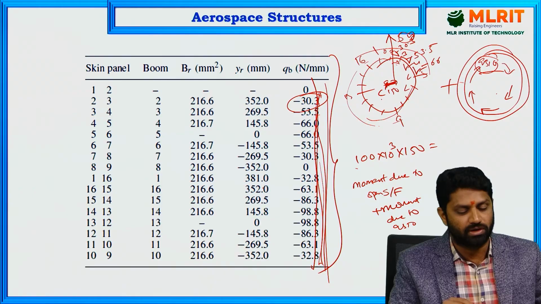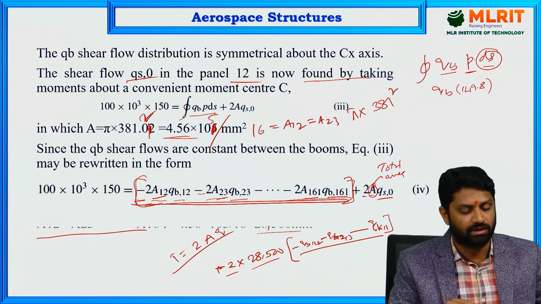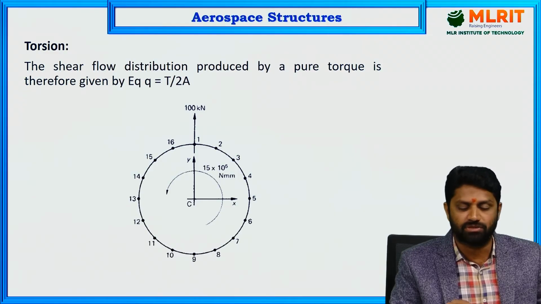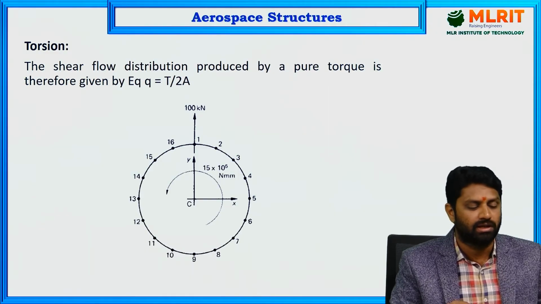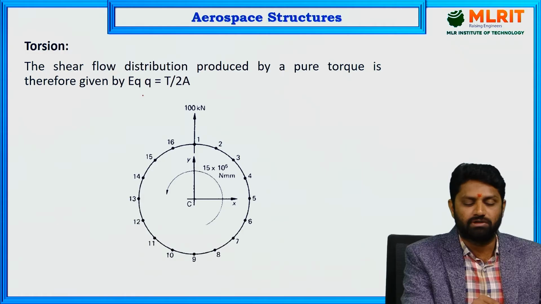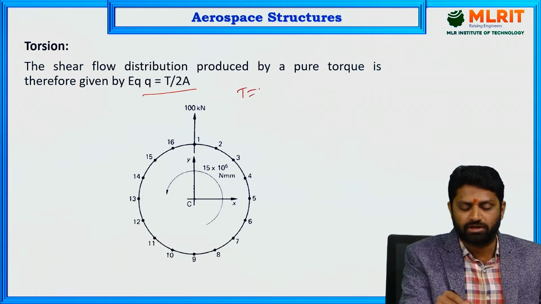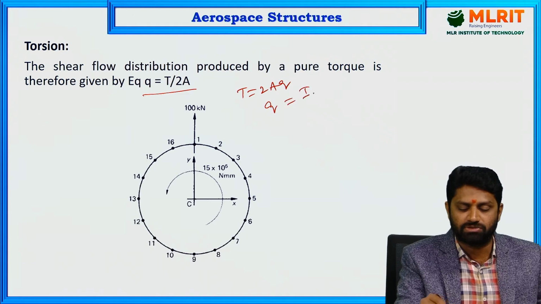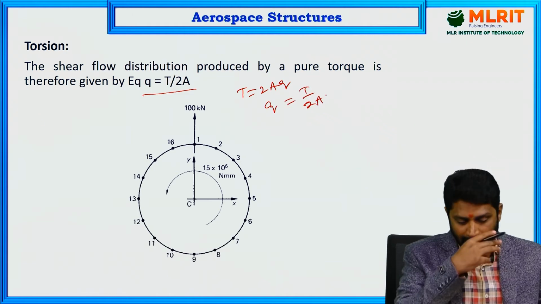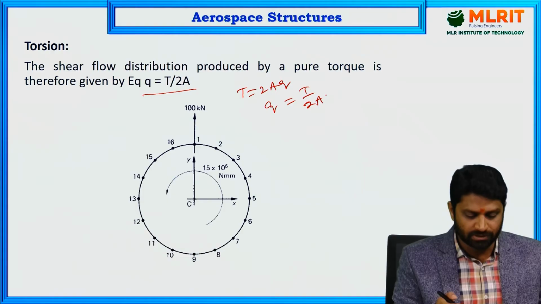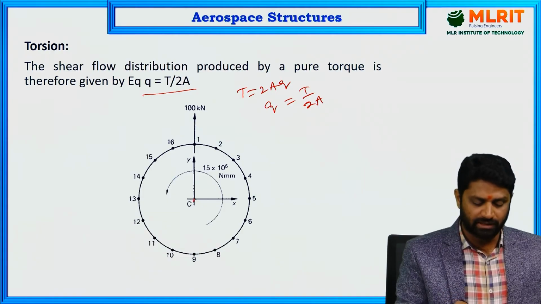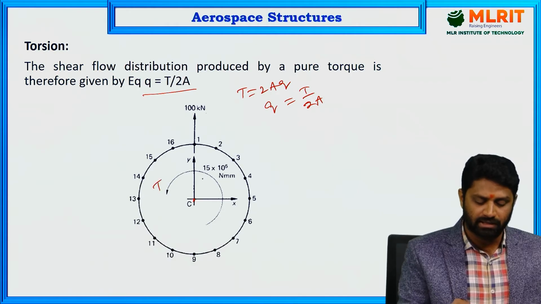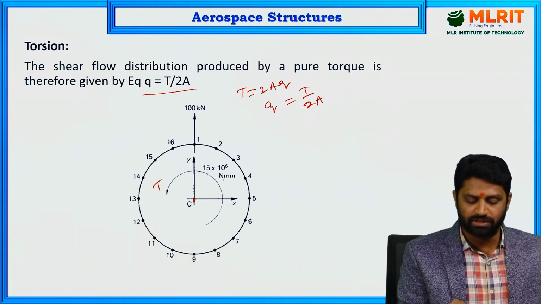So now if you look at the torque and how we are able to solve these problems. The shear flow distribution produced by a pure torque is therefore given by q equals T by 2A, from the torque equation, that is T equals 2Aq, so the shear flow would be equal to T by 2A. Okay, and if you consider the similar one, the load will be shifted to the centroid, that is 100 kilonewton, and it will create a torque that equals 15 into 10 to the power of 6 Newton mm.